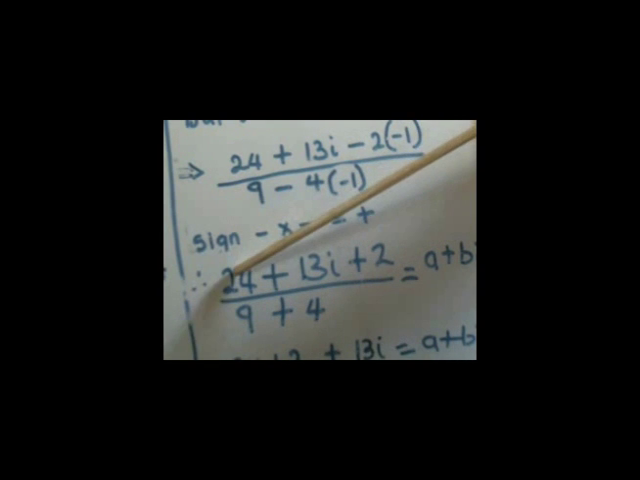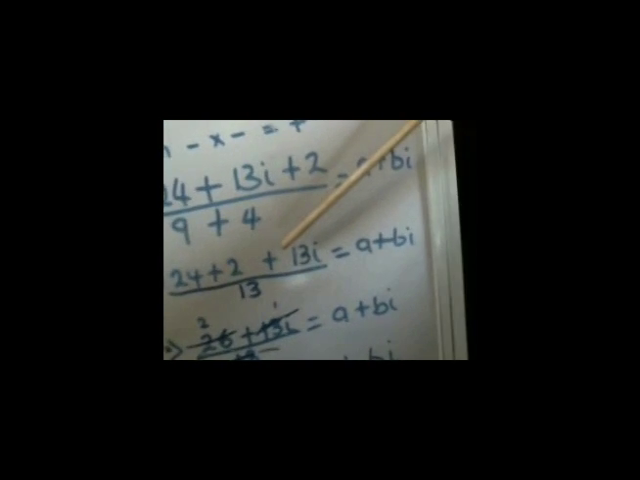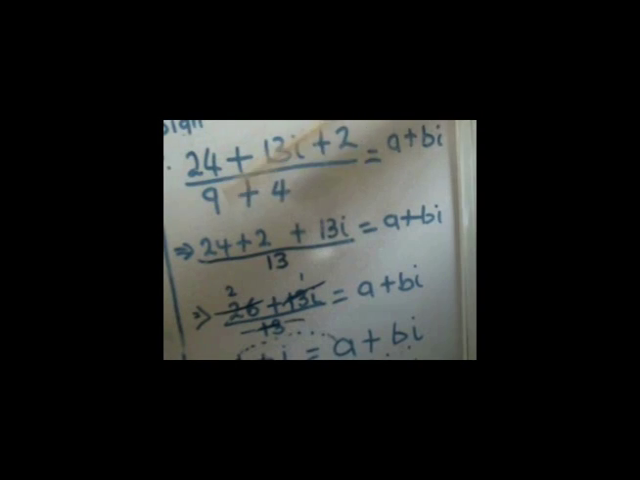So now we have 24 plus 13i plus 2 divided by 9 plus 4. So we have 24 plus 2, plus then 13i, divided by what? 9 plus 4 will give us 13. Good. So 24 plus 2 will give us 26, then plus 13i, all divided by 13.